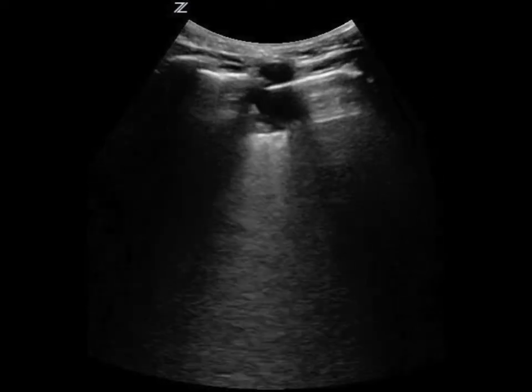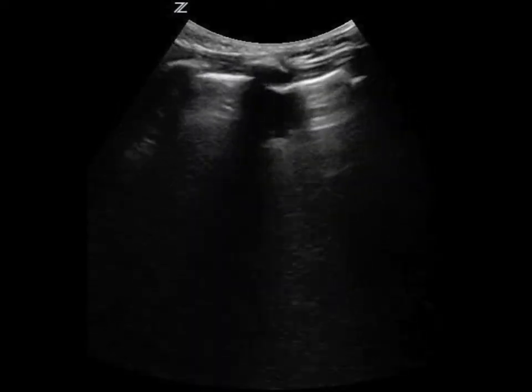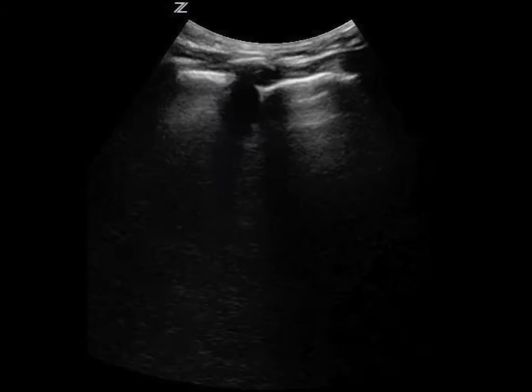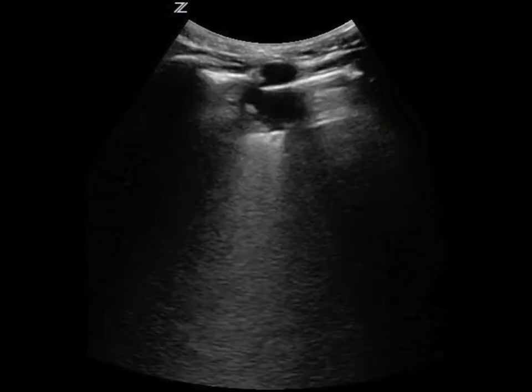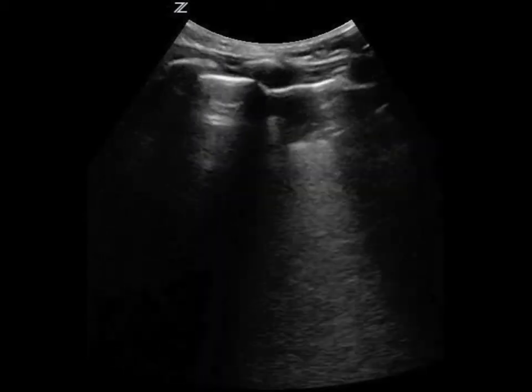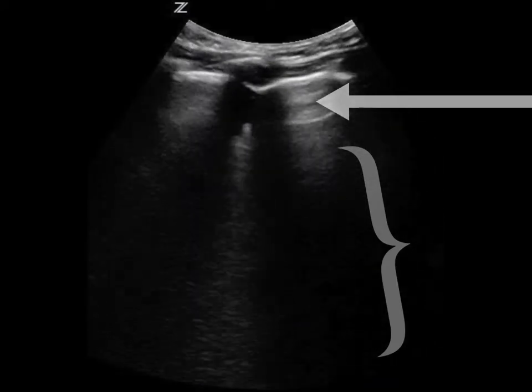Here's just one more example of one of these subpleural lesions. So again, we've identified our ribs and our pleural line. We don't have any B lines coming down from the pleura, but we do have this subpleural lesion with B lines coming off of it posteriorly. And that's seen right here, and again the B lines.